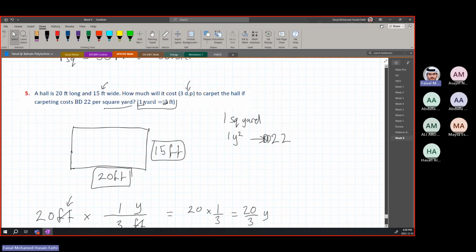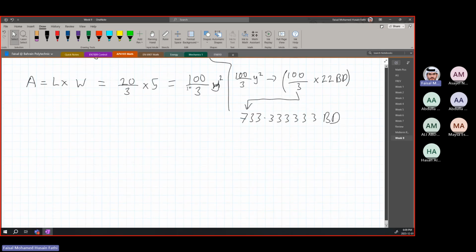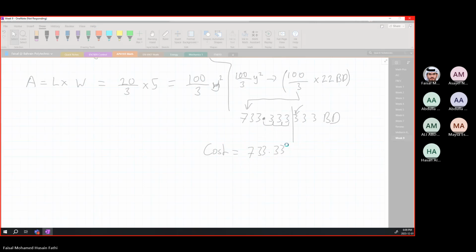But what did the question ask? The question asked for the cost to 3 decimal places. 3 decimal places means, you see this decimal point over here? You count 1, 2, 3. So we want up to here. But we have to look at the next number because we're rounding. Is it greater than 5 or less than 5? Less than 5. So the final cost will be 733.333 BD.